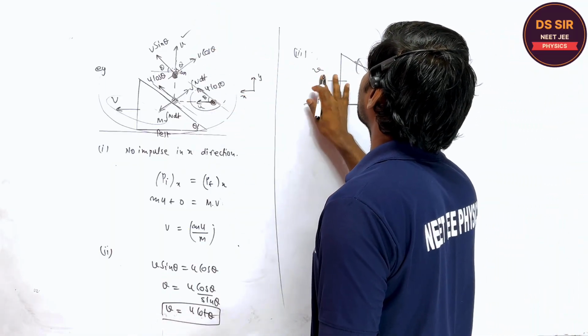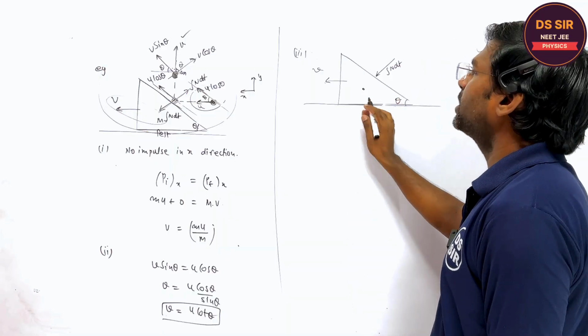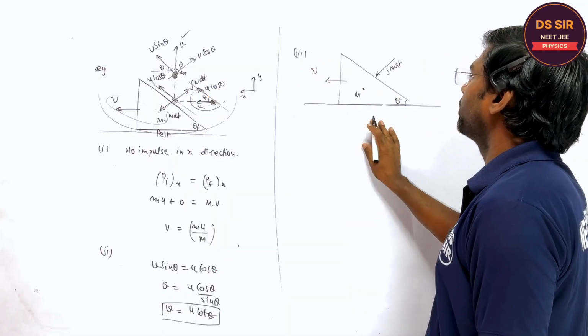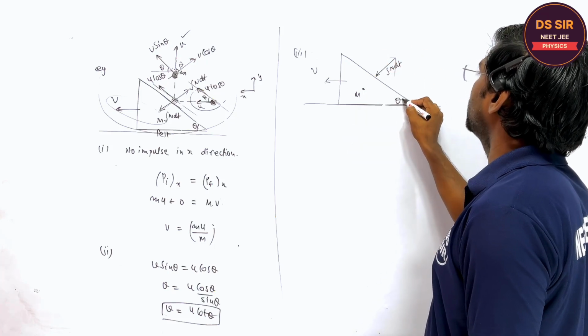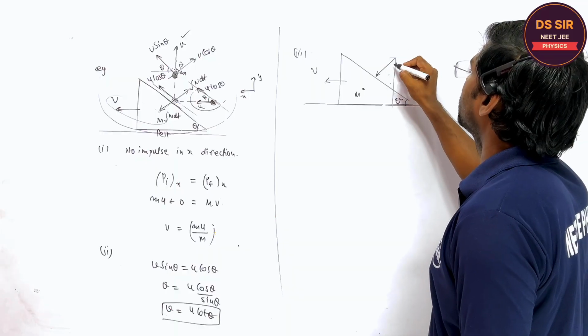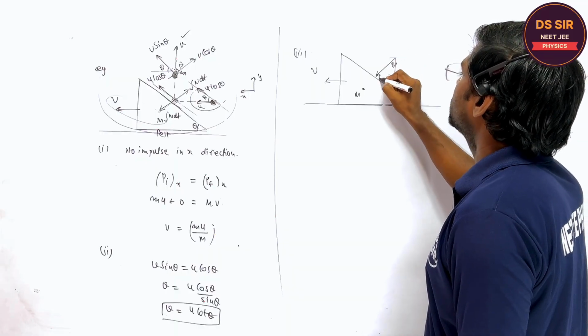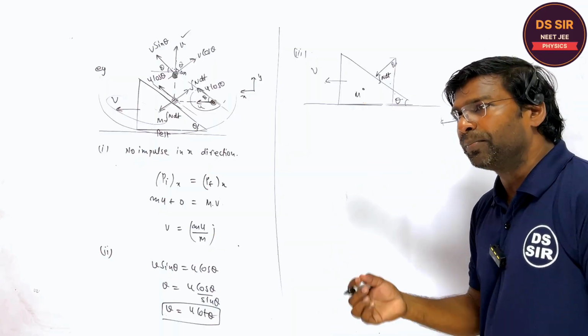Is it clear or not? You tell. So what is the definition of the impulse? If I consider the mass is m, the component of the impulse, if this is theta, this is 90 minus theta, and this is theta, this is the integration of N dt. This is the impulse. This is the representation of impulse.